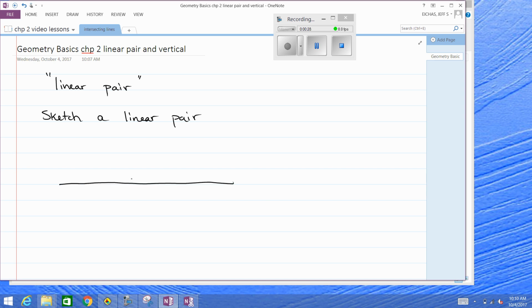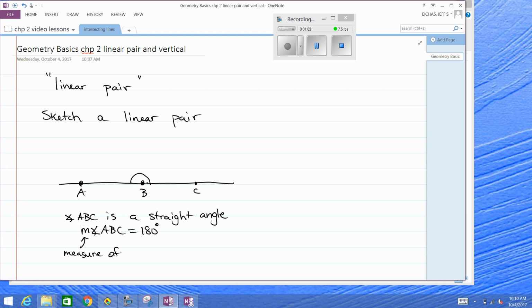You'll draw a line, which is the linear part, and put a dot there. Okay. Now, this is a straight angle. Okay. So angle ABC is a straight angle. And we know its measure is 180. That's how we write measure of angle: the measure symbol, then the angle symbol and ABC. Okay? So if we go here to here, that's a straight angle.